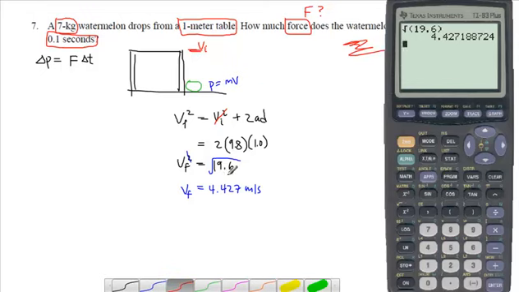So what I know down here is that the watermelon, starting from 0, hit the ground with a momentum of 7 times 4.427, which is 30.990. So that's how much momentum the watermelon had. The momentum was 30.990.